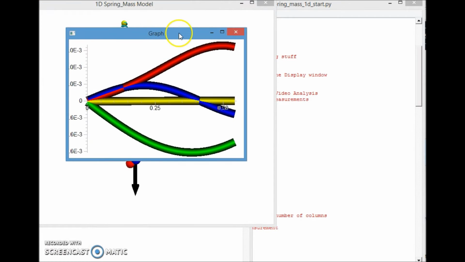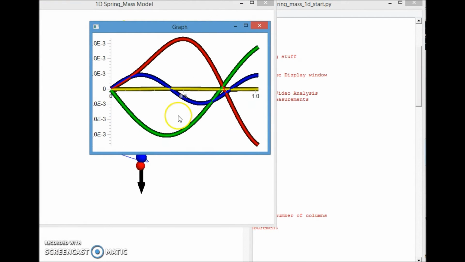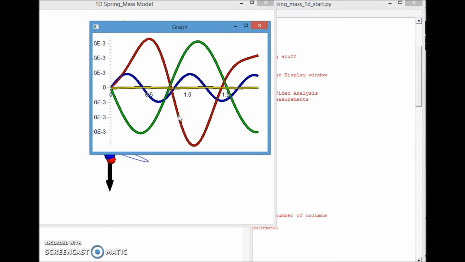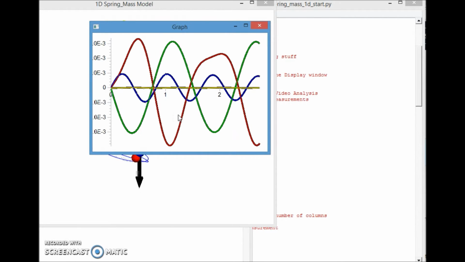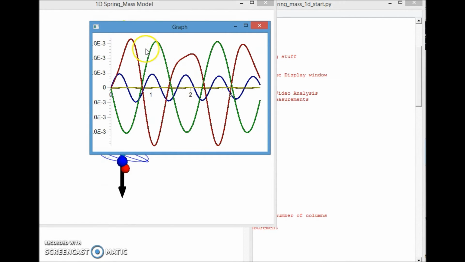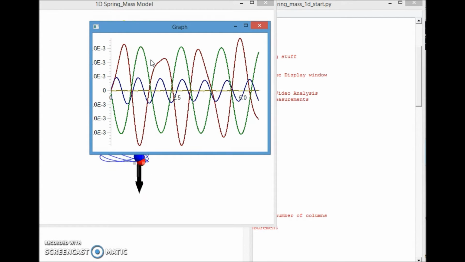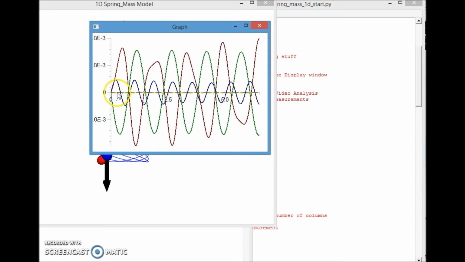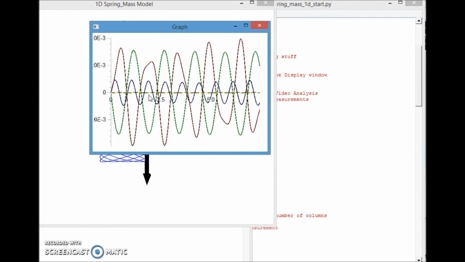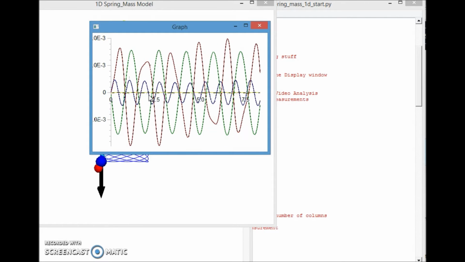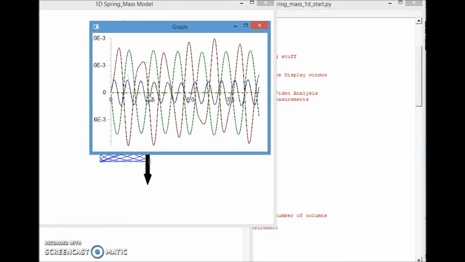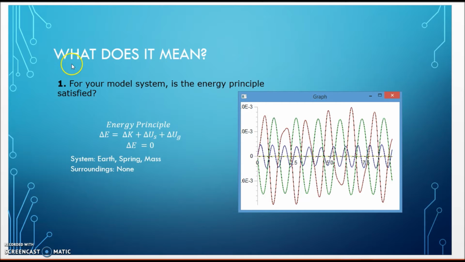Okay, so the blue line in this graph shows the kinetic energy, while the red line is the spring potential energy, and the green line is the gravitational potential energy. And the sum of it all, which is shown in yellow, is 0. Therefore, we know the energy principle is satisfied and energy is conserved, and we chose everything to be in our system.